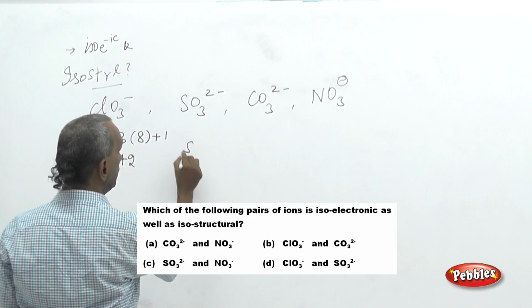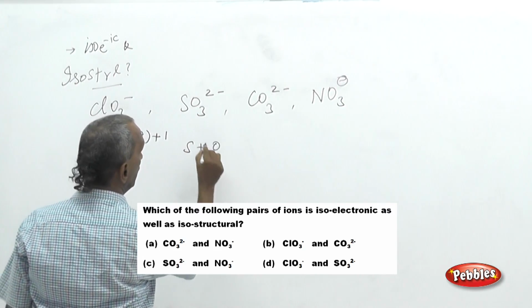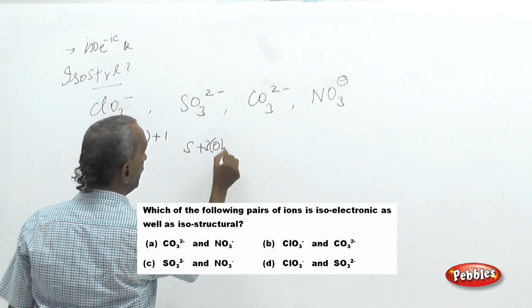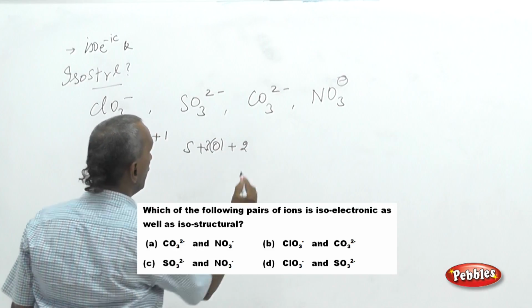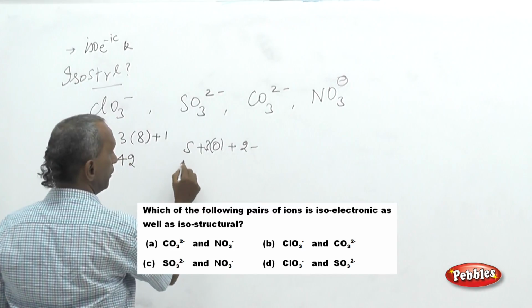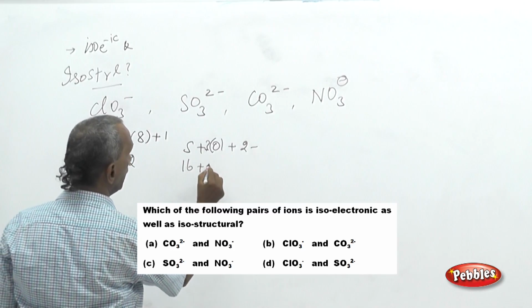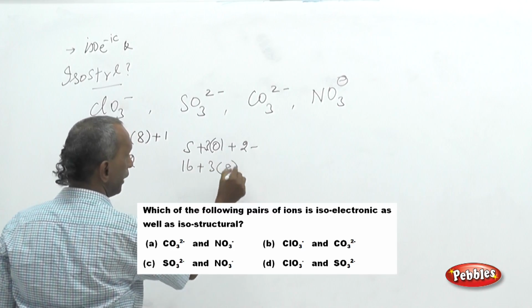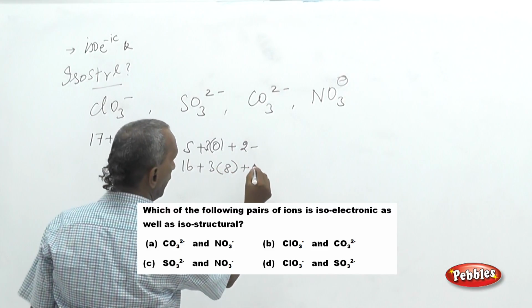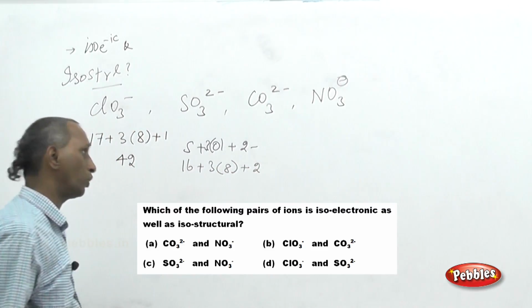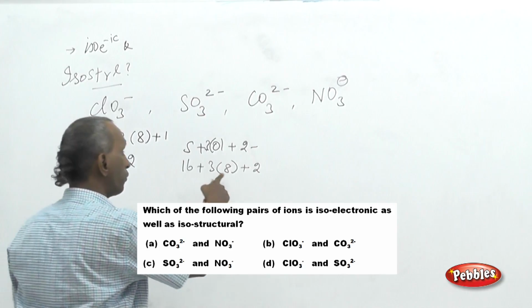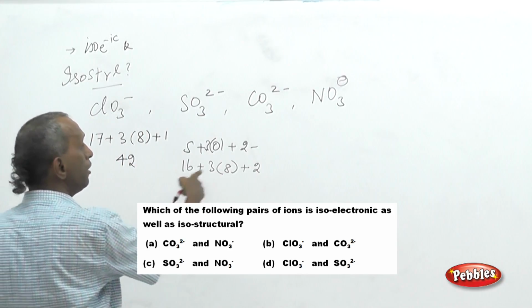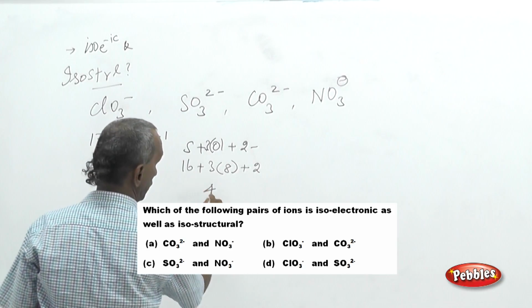Here, sulfur atomic number is 16 and it contains 3 oxygen atoms and 2 negative charges. Each oxygen atom has atomic number 8, plus 2 electrons for 2 negative charges. So, 3 8s are 24 plus 16, 40, plus 2, 42 electrons.